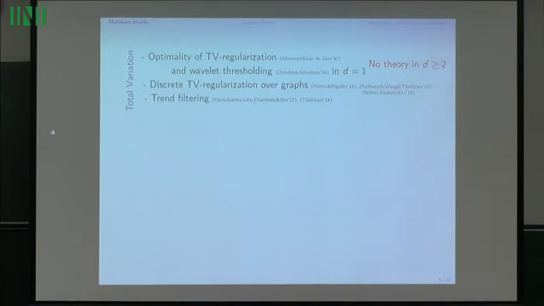The point that I want to make here is that what I'm doing is more similar to these first two references, and the issue is that there is no, not that I'm aware of, other theory for these continuous total variation problems in dimension larger than 2.